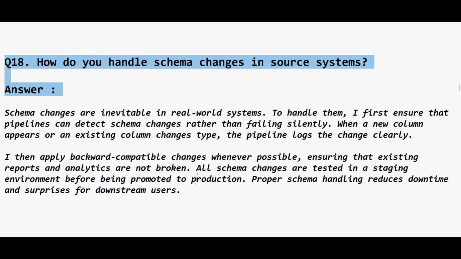I then apply backward-compatible changes whenever possible, ensuring that existing reports and analytics are not broken. All schema changes are tested in a staging environment before being promoted to production. Proper schema handling reduces downtime and surprises for downstream users.